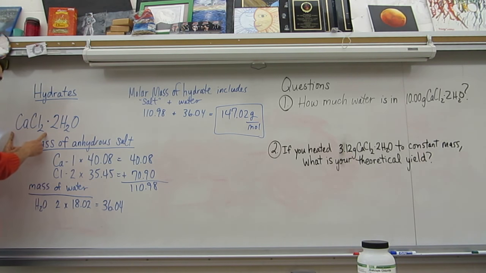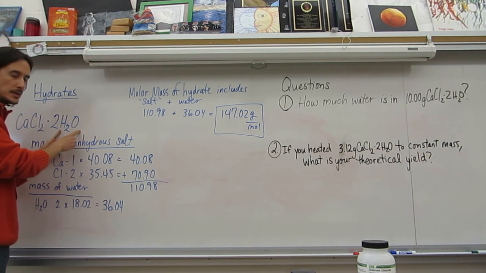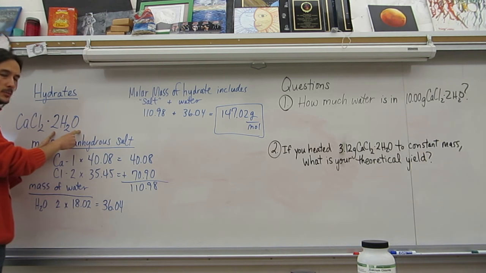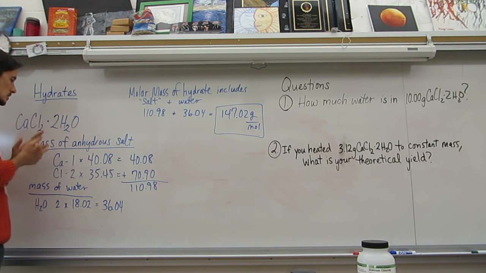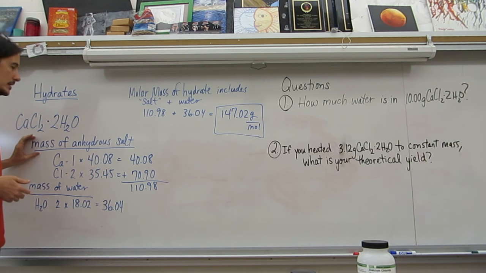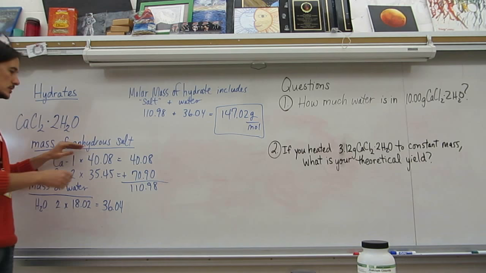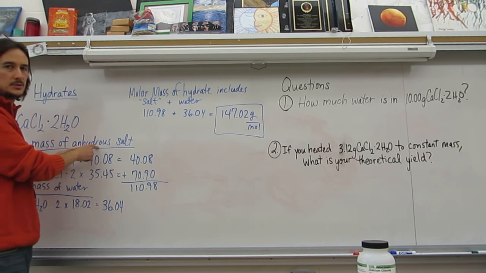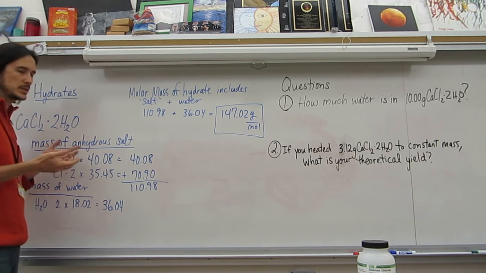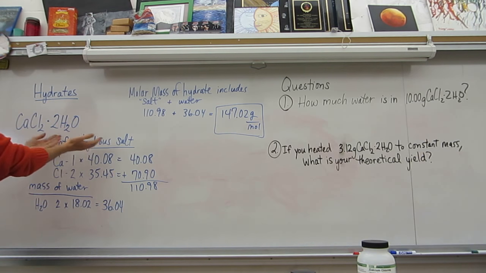Calcium chloride we name just as usual, and then however many waters there are, you're going to put a prefix in front of that. So if it was 1, it'd be monohydrate. If it was 5, it would be pentahydrate, and so on. I wrote here, I'm looking to calculate the mass of the anhydrous salt. So anhydrous is a word to write down and remember. Anhydrous means without water.